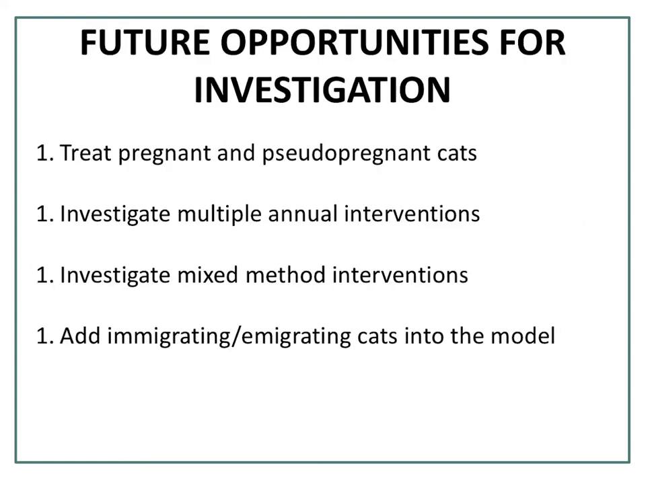So in the future, we would like to treat pregnant and pseudo-pregnant cats. And we actually have already looked at this data. But even though it follows a very similar trend, the data gets a little bit more muddled, and we're still working through that right now. We'd also like to add immigrating and emigrating cats into the model because, obviously, in normal feral cat populations, those populations are fluid and always changing. And so it's important that we include that the next time we run this model. And we'd also like to investigate multiple annual interventions, as well as investigating interventions that include different types of methods to basically make the biggest effect that we possibly can on population size and environmental impact while limiting the resources that we use.